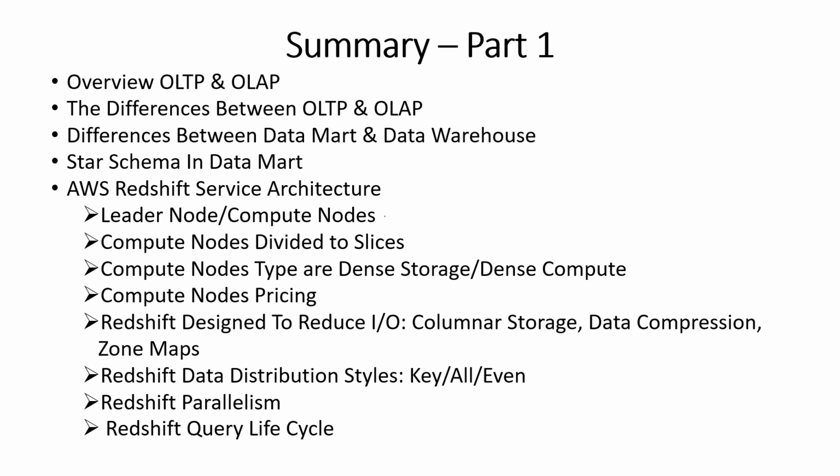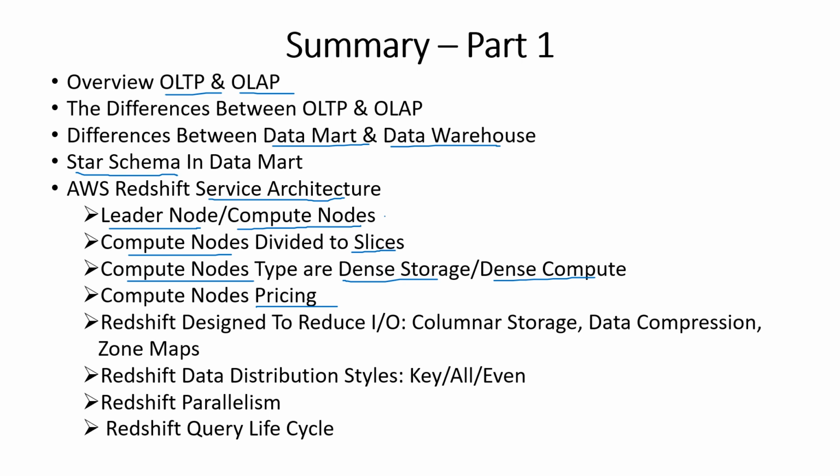In summary, I have provided an overview of OLTP and OLAP and differences between the two. I provided the differences between Data Mart and Data Warehouse. I reviewed star schema in Data Mart. Also reviewed the Redshift service architecture, including leader node roles and compute node roles. Compute nodes are divided into slices, and compute node types are dense storage and dense compute. Also, I went over the pricing.